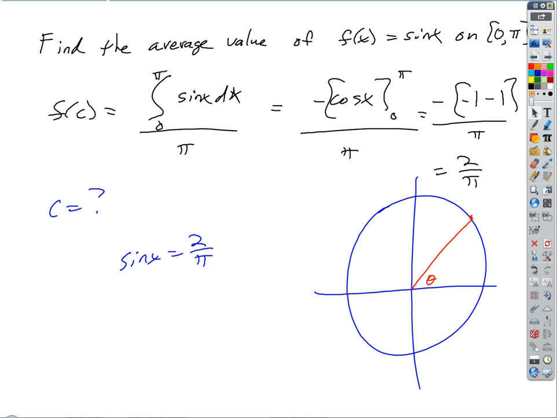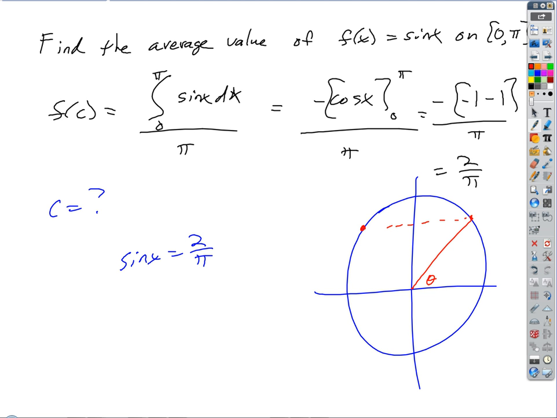But where else would that occur on the unit circle? Because sine is a y value, I could reflect this into the second quadrant. Those two points have the same sine values, don't they? Right? So technically, I've really got two values here. I've got inverse sine of 2 over pi, and then I've got pi minus the inverse sine of 2 over pi.